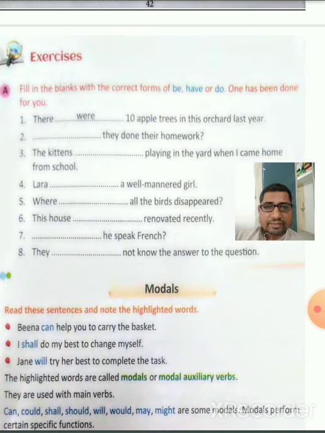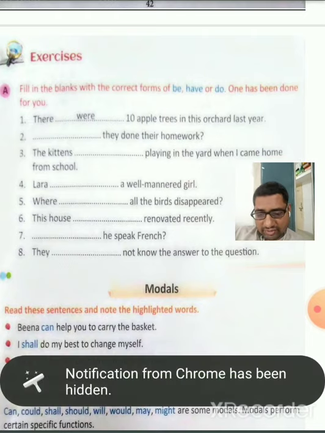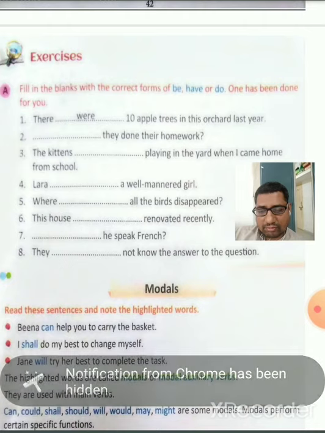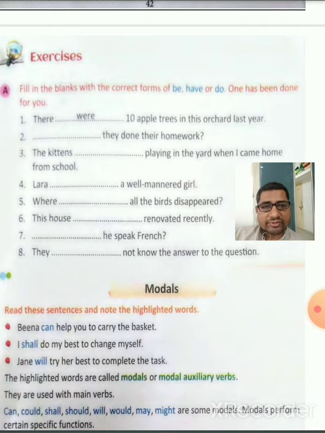Fourth, Lara blank a well-mannered girl. Lara is a well-mannered girl. We can't say Lara was a well-mannered girl. Okay, Lara is a well-mannered girl. Fifth, where have all the birds disappeared? This is also an interrogative statement, and disappeared is in verb 3, past participle.